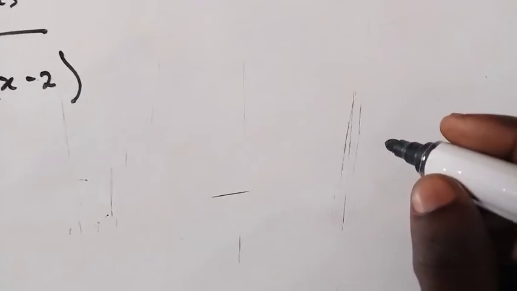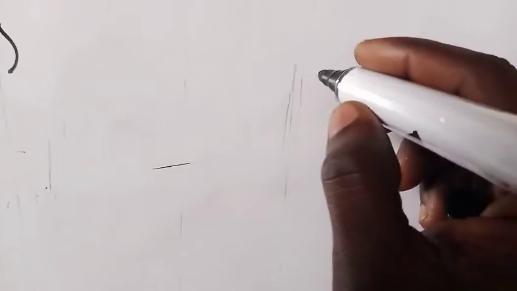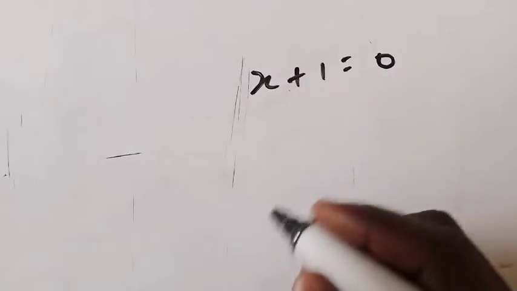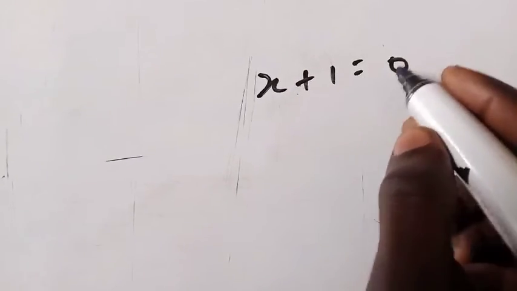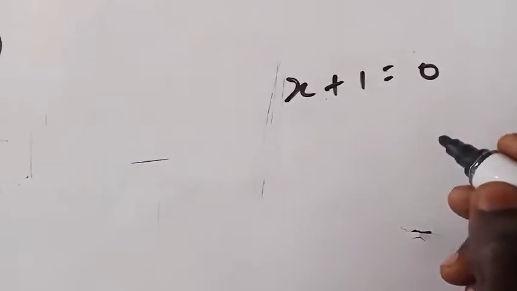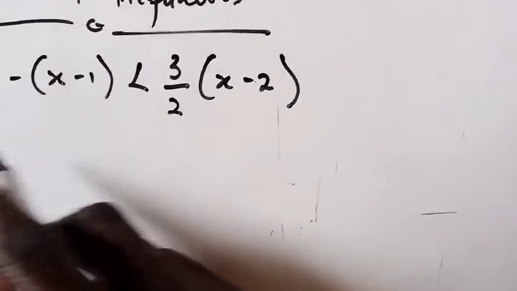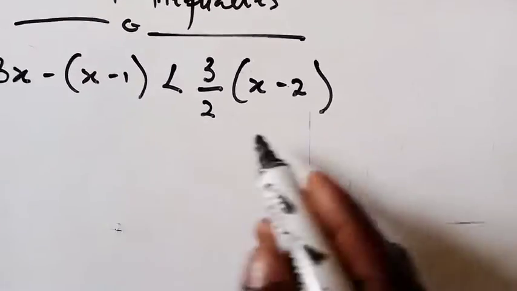Now, I guess everyone knows how to solve, let's say, a question like x plus 1 equal to 0. This is the equal to sign, so you know you subtract 1 from both sides of the equation. This is just the idea that we are going to convey in solving this inequality.